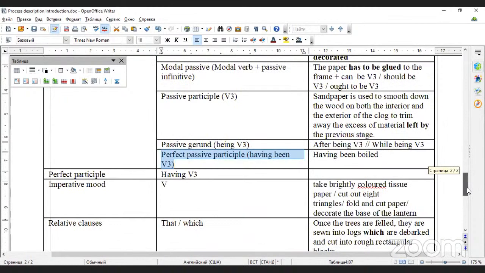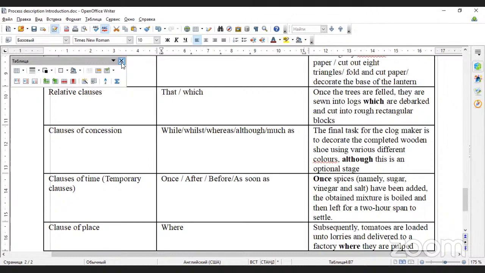And yes, don't forget about relative clauses. So, complex sentences in general.